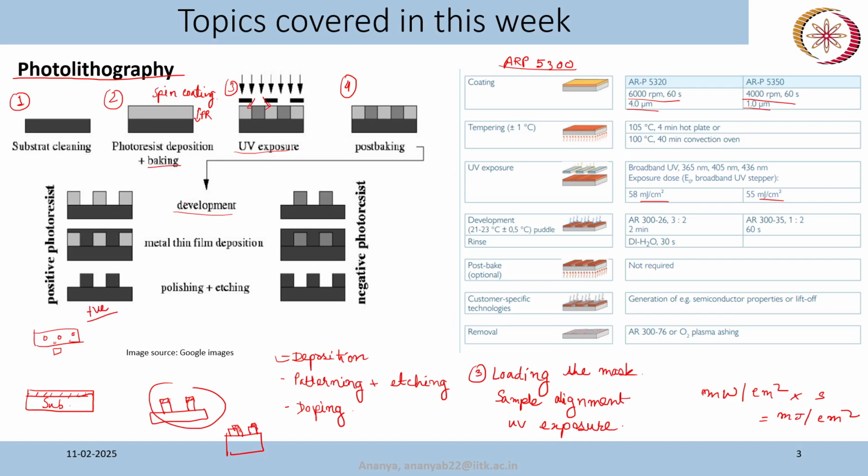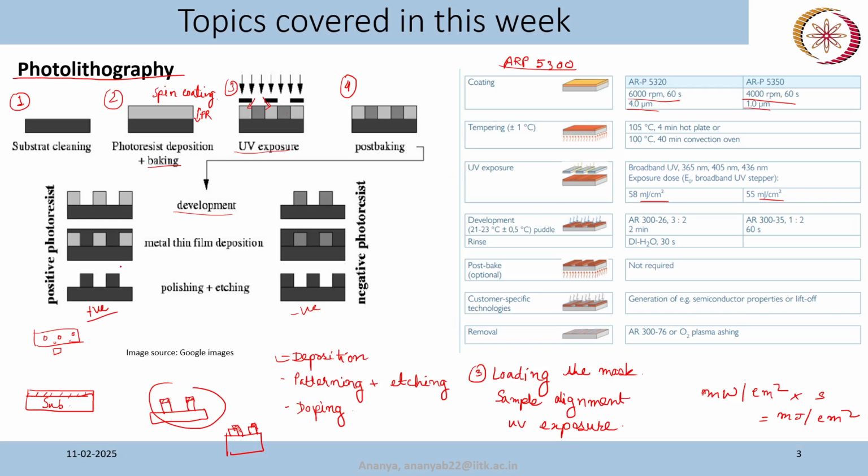When we dip your sample in the developer solution, for positive photoresist these areas will be soft because light is incident here, so this will get dissolved in the developer solution. Okay, if it is a negative photoresist, on this side you can see this portion will become hard, and that portion will remain and the other portion will be developed. By developed, what I mean is this portion will be dissolved in the developer solution.